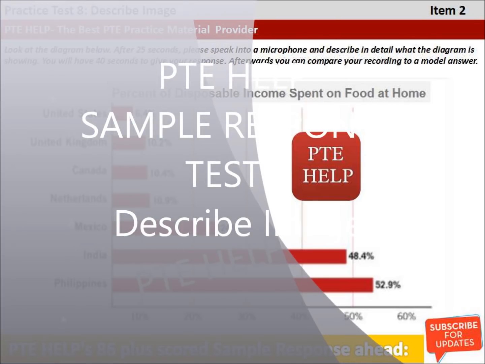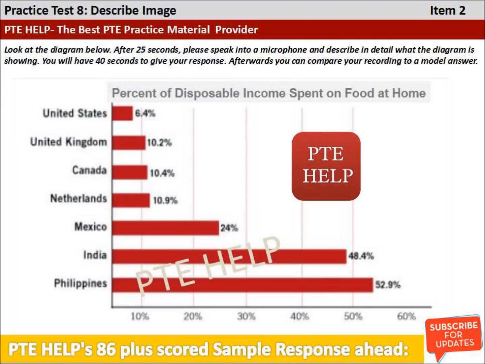PTE Help Test 8. Describe image 2. Sample response from PTE Help.